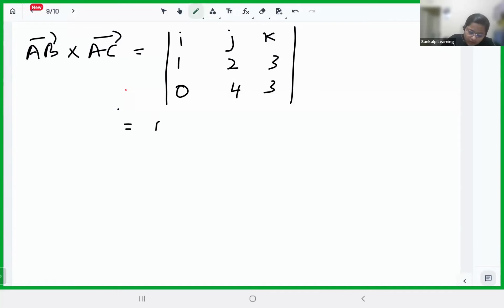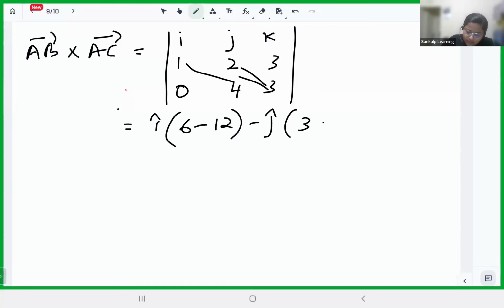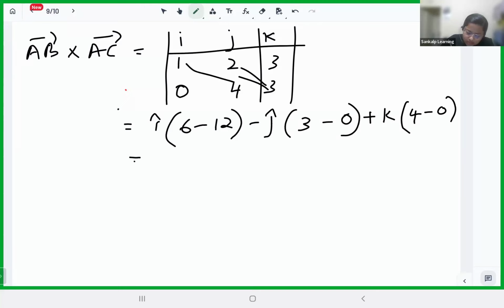So that is equal to i into (6 minus 12), minus j into (3 minus 0), plus k into (4 minus 0). So this is equal to minus 6i minus 3j plus 4k. So this is the vector AB cross AC.